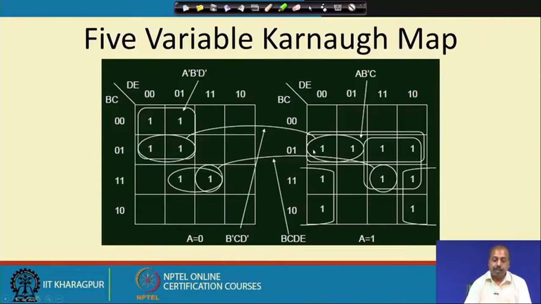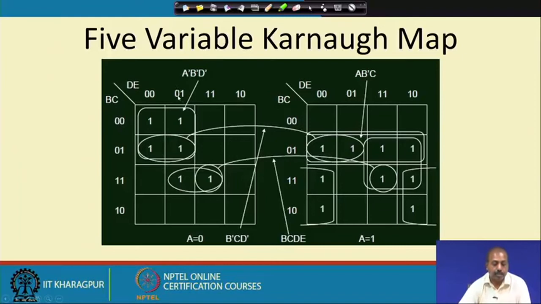Next, we look into the 5 variable Karnaugh map. So far we have seen up to 4 variables. For a 5 variable Karnaugh map, we take two Karnaugh maps: one for a equal to 0, another for a equal to 1. For a equal to 0 we have this particular map, and for a equal to 1 we have a map like this. This map gives a bar, b bar, d, because for all these terms here a is equal to 0, so they will come as a bar terms: a bar, b bar, d bar, and this will come as a bar b c.